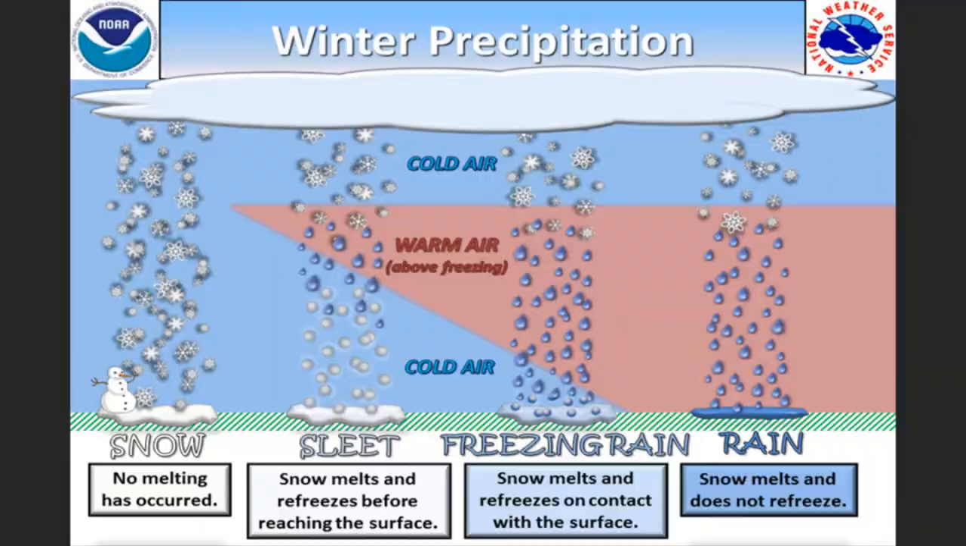And then, of course, if it's cold all the way down, it will be snow. Well, that's weird to think about, that most rain starts as snow. Most rain does actually start as snow. It all depends on the altitude of the cloud and where on Earth you are. But most rain does start out as snow.